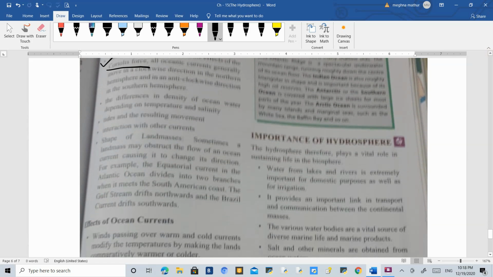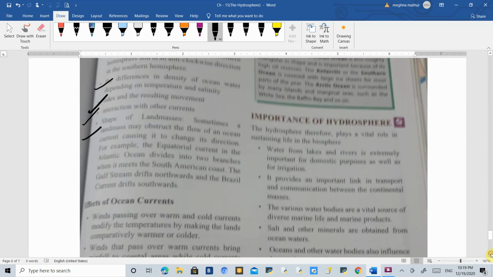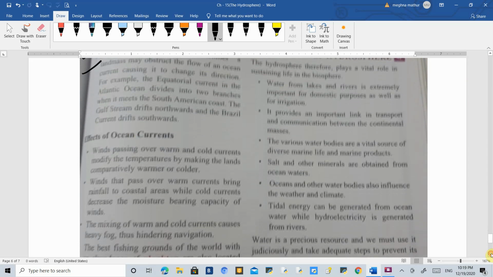Then the difference in density of water is also one of the reasons why the ocean water will have different kinds of movement. Tides also reflect the movement of the water. When tides are moving in a specific direction, then the ocean current will also move. Then there is interaction with other currents and the shape of the land masses. For example, if the ocean current is moving and a certain landmass comes in between, then they might have to move in another direction. So this is about ocean currents.